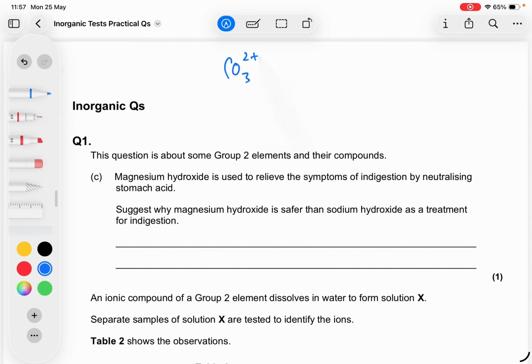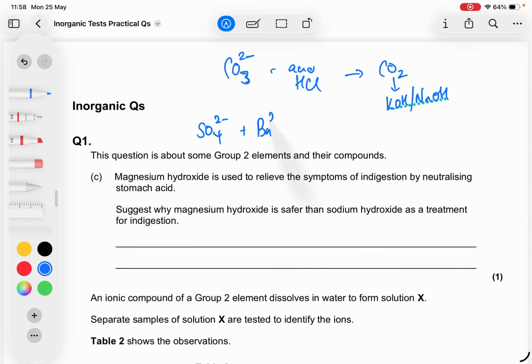The test for carbonate ions is add acid like hydrochloric acid. So carbonate ion, add acid like hydrochloric acid, and it will produce fizzing because carbon dioxide is given off. Carbon dioxide is an acidic gas and can react with sodium hydroxide or potassium hydroxide in the lab also. The test for sulfate ions is you add a solution of barium chloride or barium nitrate, and you will get a white precipitate of barium sulfate.